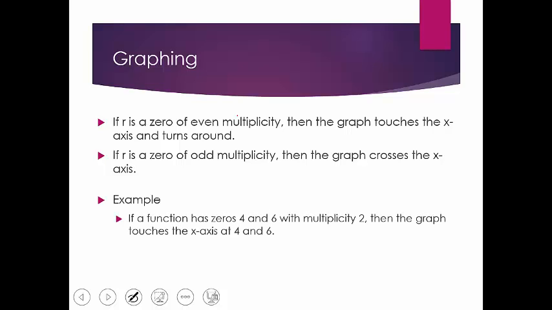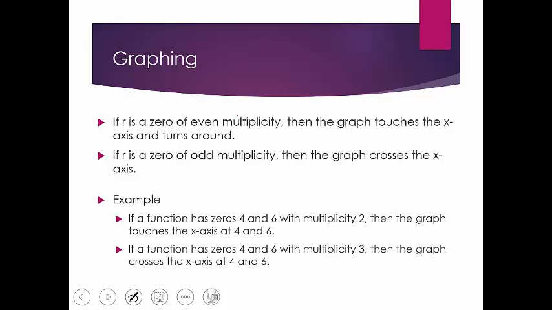For example, if a function has zeros 4 and 6 with multiplicity 2, then the graph touches the x-axis at 4 and 6. If a function has zeros 4 and 6 with multiplicity 3, then the graph crosses the x-axis at 4 and 6.